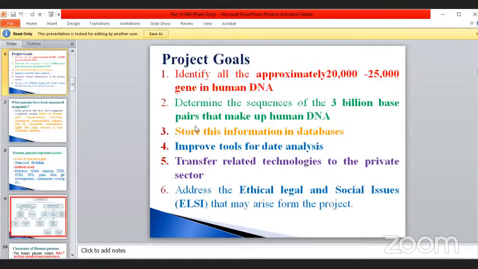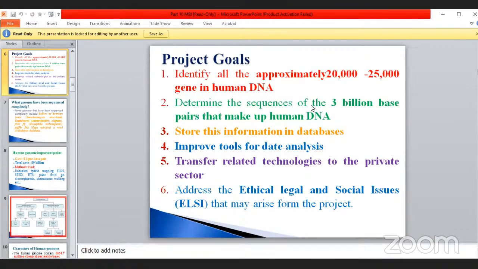Okay. See, what is the main project goal? This is very, very important. Identify all the approximately 20,000 to 25,000 genes in the human genome. Suppose we have 1 lakh genes, we have to identify them. Which gene is the first gene, what is that? What is the second gene? Likewise, 20,000 to 25,000 genes in human DNA were identified. You should identify. That is the first goal.